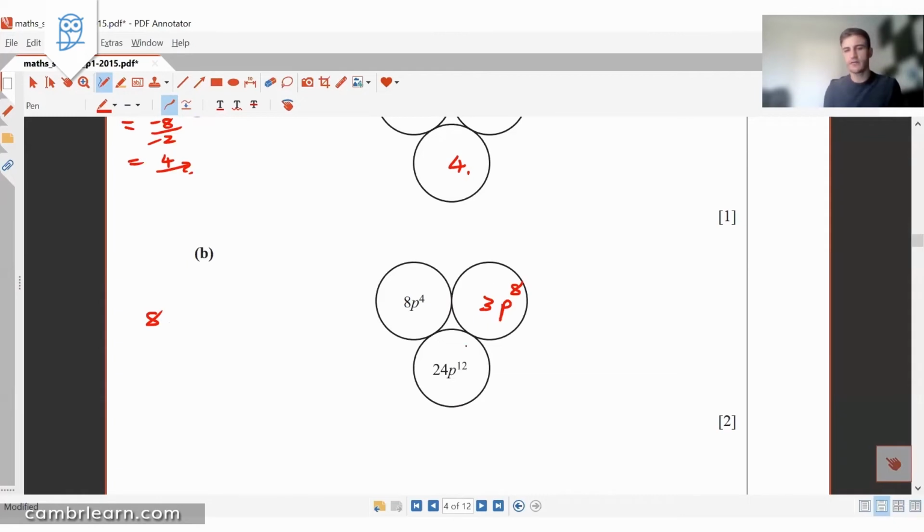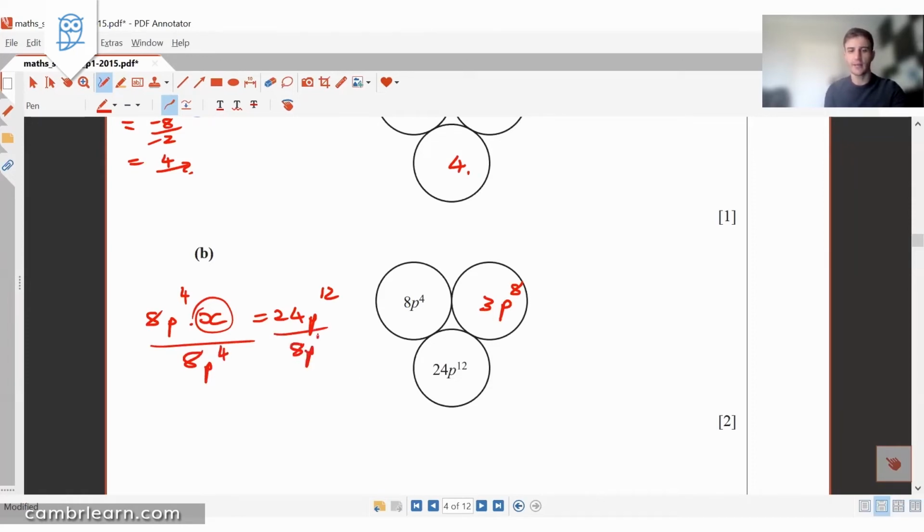You can write an equation for this. You can say that this is actually 8p to the 4 times x, because x is my variable. I don't know what this value is. This is equal to 24p to the power of 12. So how do we solve for x? How do we get what I'm multiplying with? We just divide by 8p to the 4.